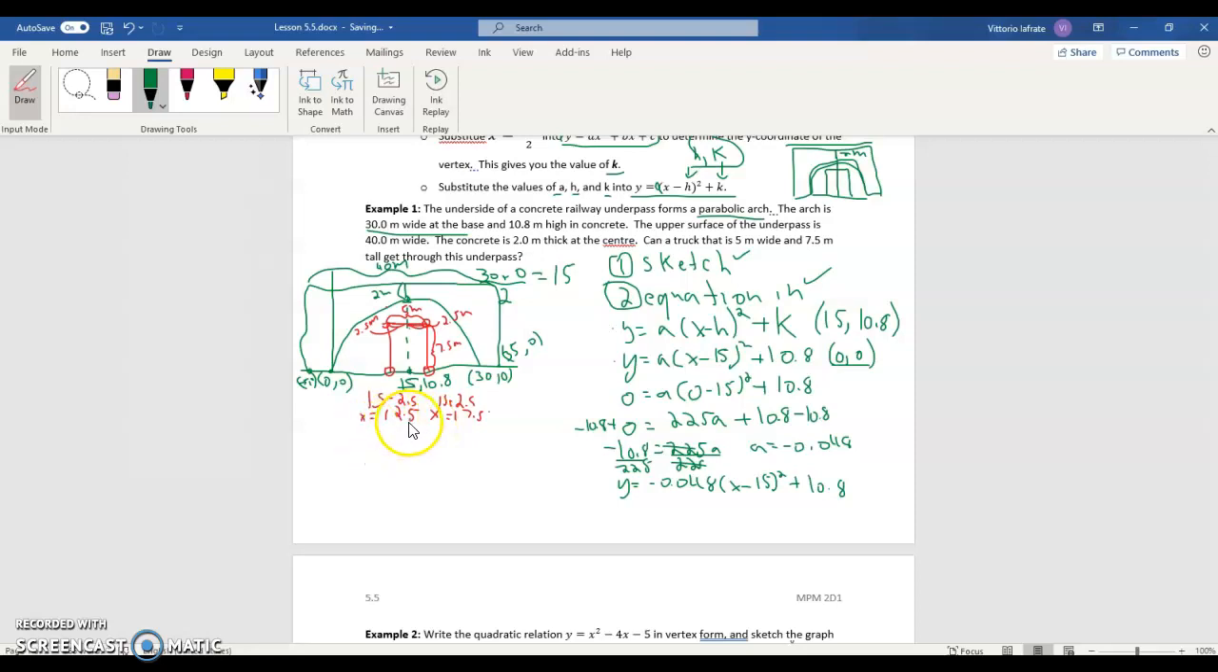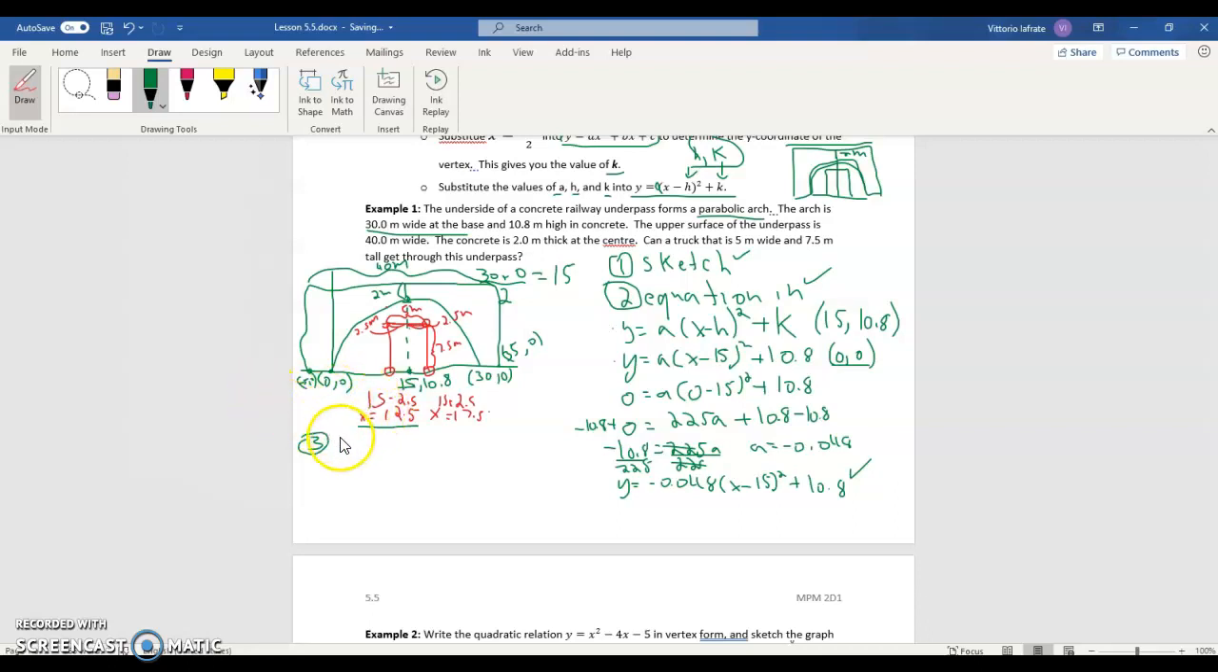But again, I'll try it out for the 12.5, and you can try it out for the 17.5. So what we're going to do is plug one of these x values in to see what our height is of the arch. And then we'll compare to the height of the truck, which is 7.5, and see if the truck can clear that or not. So we're going to take our equation that we figured out over here, and plug in one of those x values for the truck dimensions. So that's our third step, really, is plugging in that point to see if the truck will fit through.